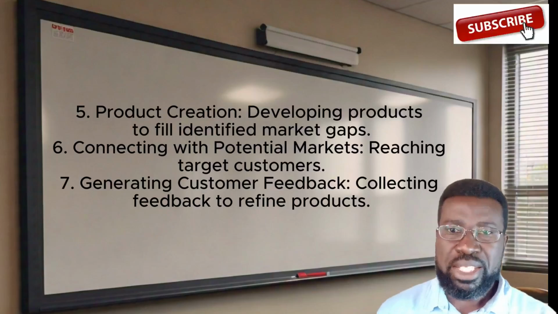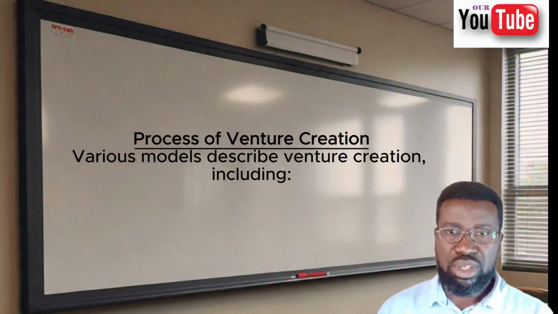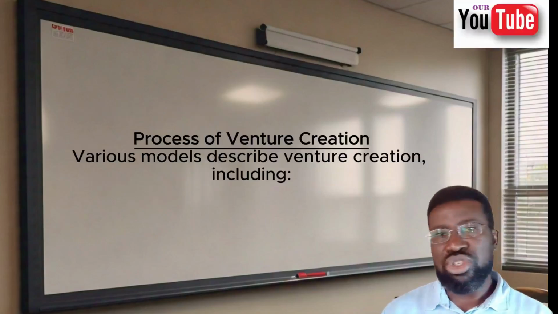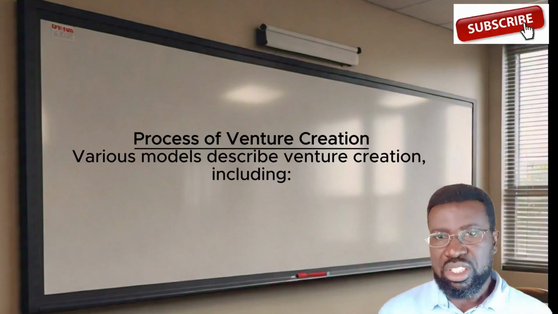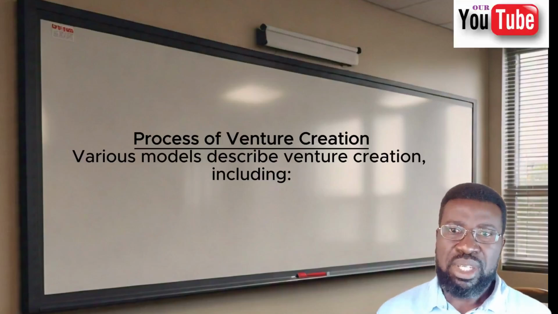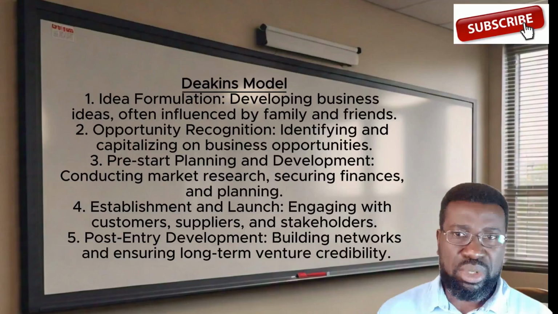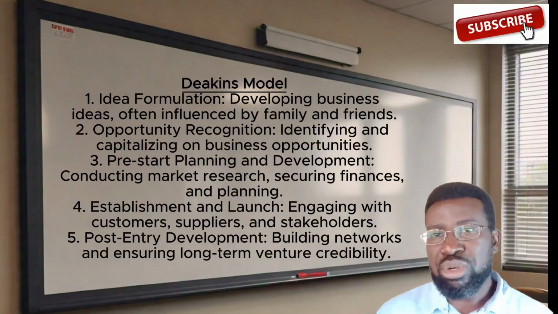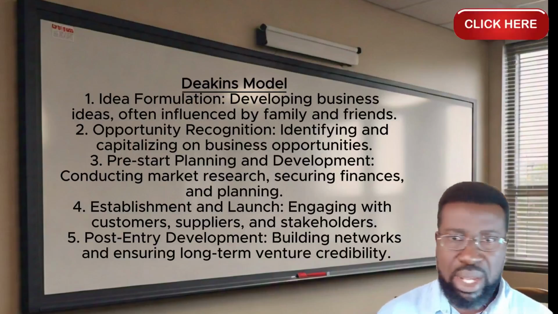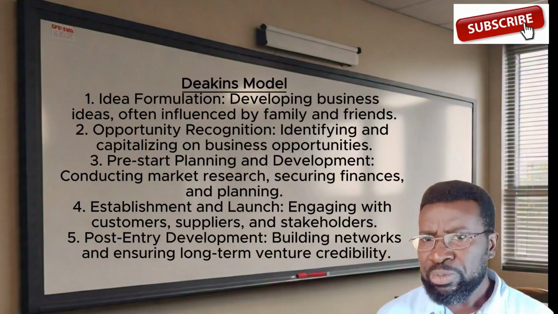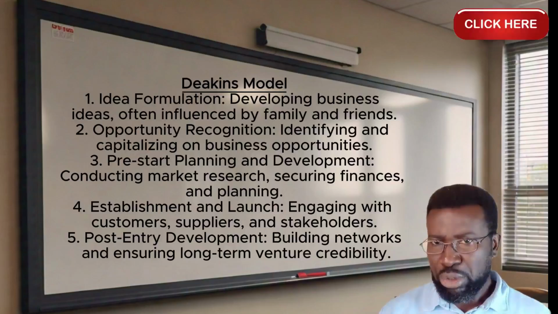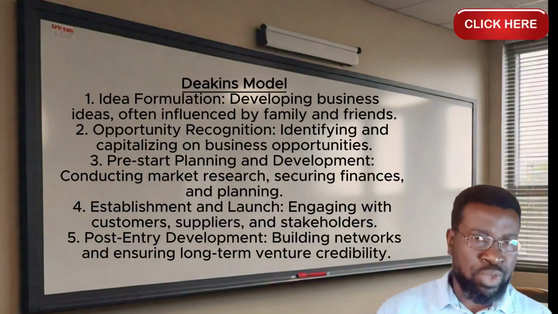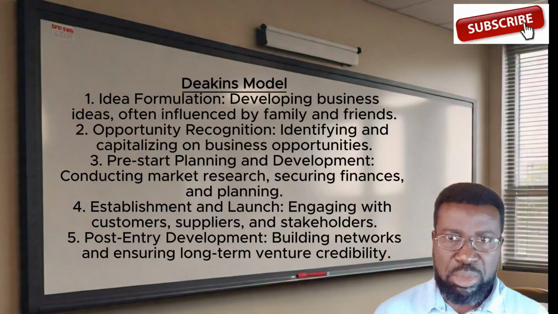Okay, let's move to the next. What's the process of venture creation? There are various models that try to describe venture creation in terms of process. Let's start with Deakin's model. Deakin's model starts with idea formulation, opportunity recognition, pre-start planning and development, establishment and launch, and finally, post-entry development. I need you to take note of these models because you will see a lot of similarities between the models. So let's start with Deakin's model.